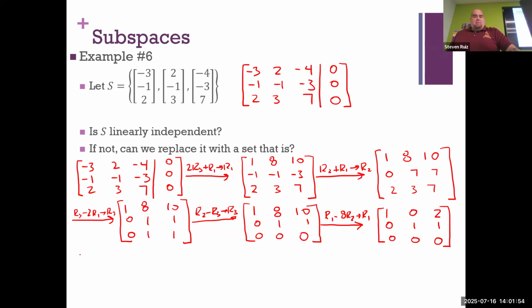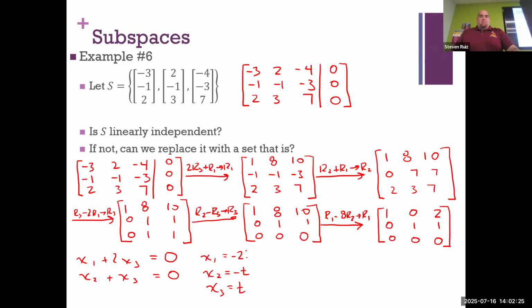I've learned that basically x1 plus 2x3 is equal to 0. x2 plus x3 is equal to 0. So if I parameterize that, let's say that x3 is equal to t. Then what's x2 equal to? Negative t. And x1 is equal to negative 2t.